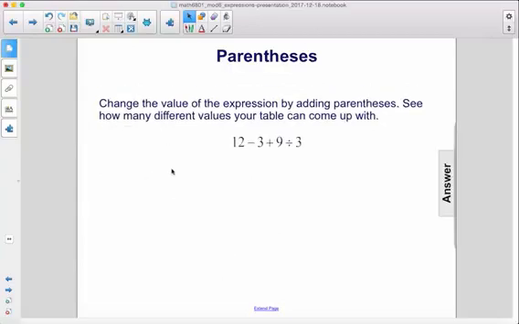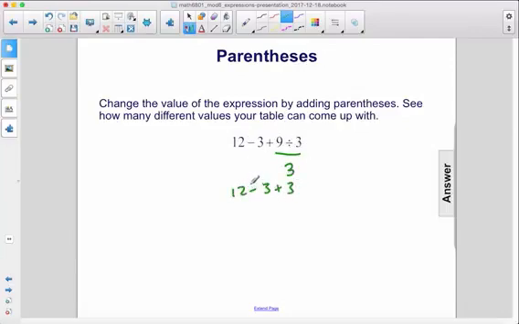Change the value of the expression by adding parentheses. Alright, so as is, this takes precedence because this is division and it takes priority over subtraction or addition, so that's 3. So this becomes 12 minus 3 plus 3. These cancel out and we're left with 12.